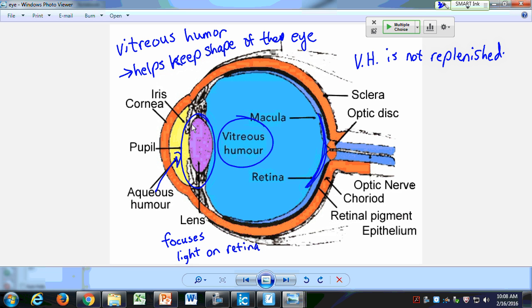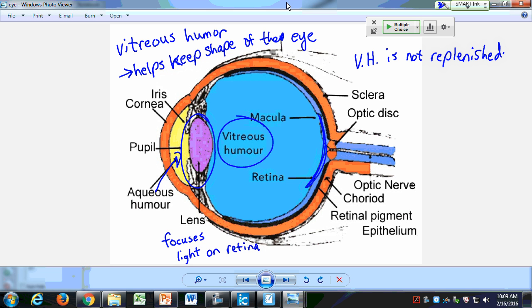You need to know the vitreous humor. This is not replenished. What you got is what you got. And then the retina right here, which is where the light is focused. And then also the lens, which allows light to be focused onto the retina. We'll get into the eye quite a bit more in a later chapter when we get into light.